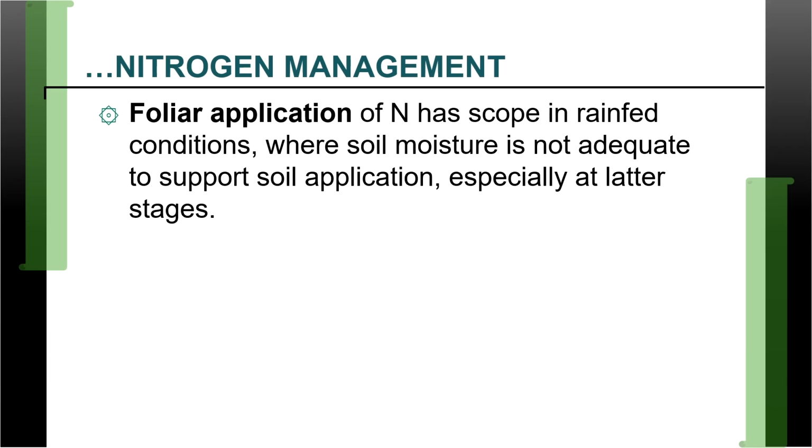Foliar application of nitrogen has a scope, particularly in rain-fed conditions where soil moisture is not adequate to support soil application, especially at later stages, because for availability and uptake of nitrogen or any other nutrient from the soil, you need adequate moisture. If adequate moisture or water is not there in the soil, then foliar spray could be useful.